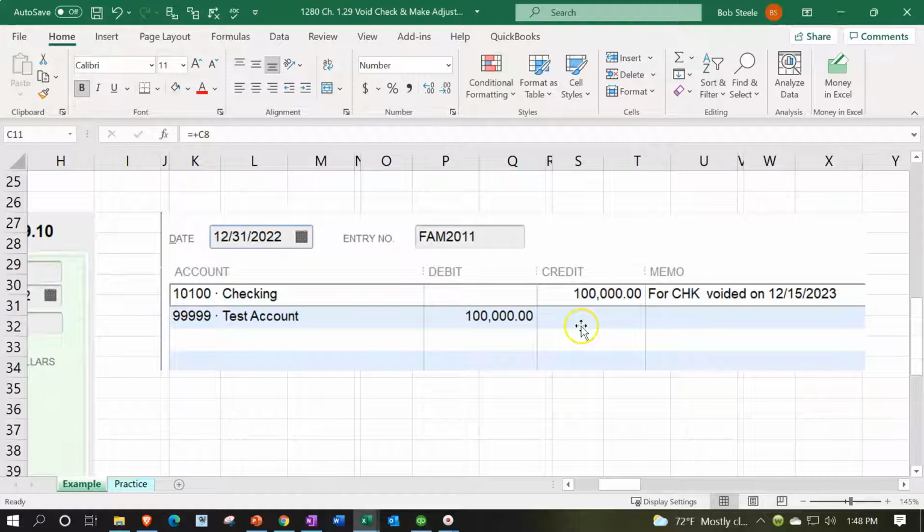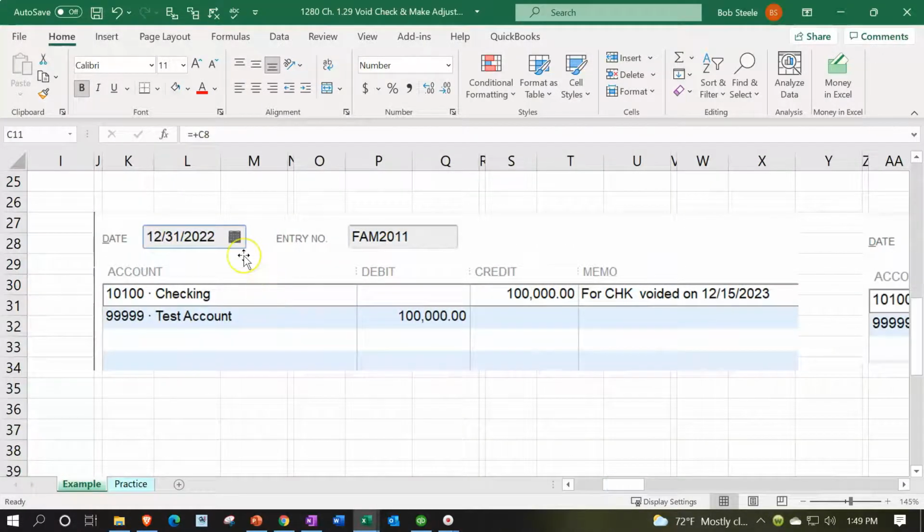I wrote a very large check so that we could see it. That would be the $100,000 here, a decrease in the checking account, and then it goes back to the test account, which is an expense account, just an example account. And then it's going to make another journal entry. This was as of the prior period. In this case, 2023 was the current year. Prior year was 2022. So it did that, reversing it in the same prior year.